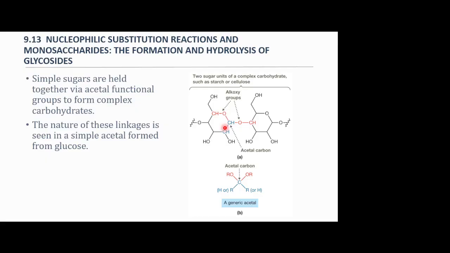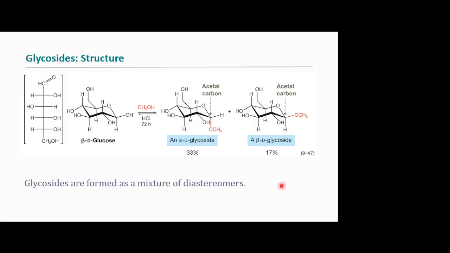Now, the nature of these linkages is actually seen in a simple acetal formed from glucose. This is the generic acetal. You may hear hemiacetal. If it's a hemiacetal, what would that be? You got it. So you're missing one of these. Okay. All right. So this is your glycosides. These are your structures. I know we like to put them like this because they're very easy to identify, but straight chain carbohydrates are incredibly unusual. Okay. The vast majority in physiological conditions are in fact rings like this.